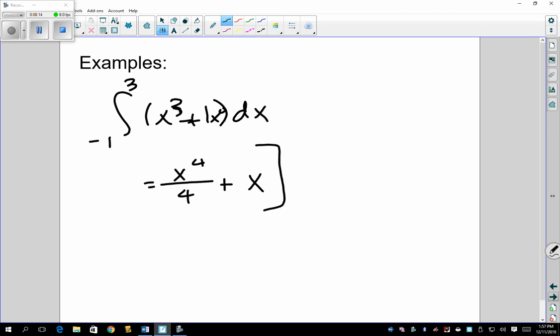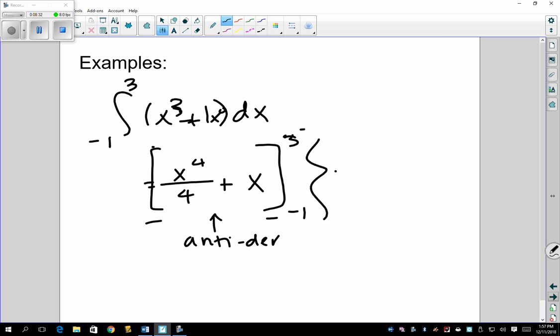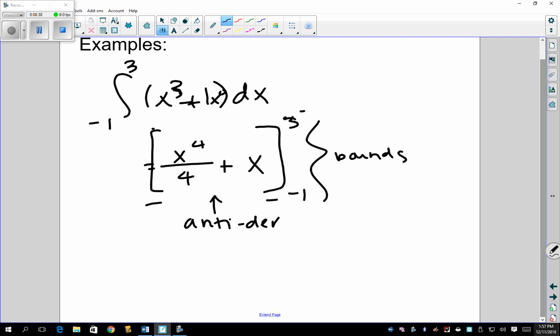And then here, my bounds, -1 to 3. This is how we write it when we are evaluating. These brackets are just notation, but this represents our antiderivative, and these two numbers represent our bounds. So now I have my antiderivative, I have my bounds, and now I'm going to plug them in.